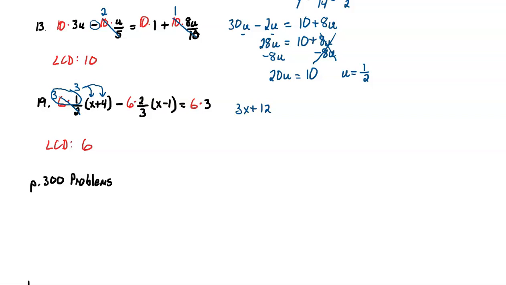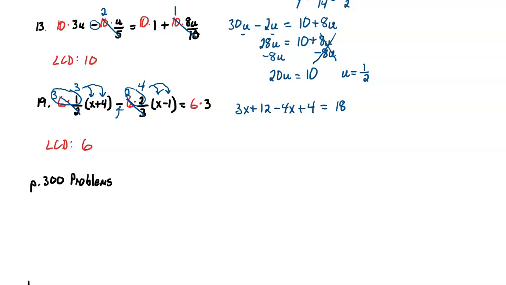Now in the center of the problem, 6 over 3 reduces to a 2. 2 times 2 is like this, being a 4. And in front of that, there's a negative, so think of it as being negative 4, and distribute it to the binomial. Negative 4 times x is negative 4x, and negative 4 times negative 1 is positive 4. On the right side of the equals, now it's 18.